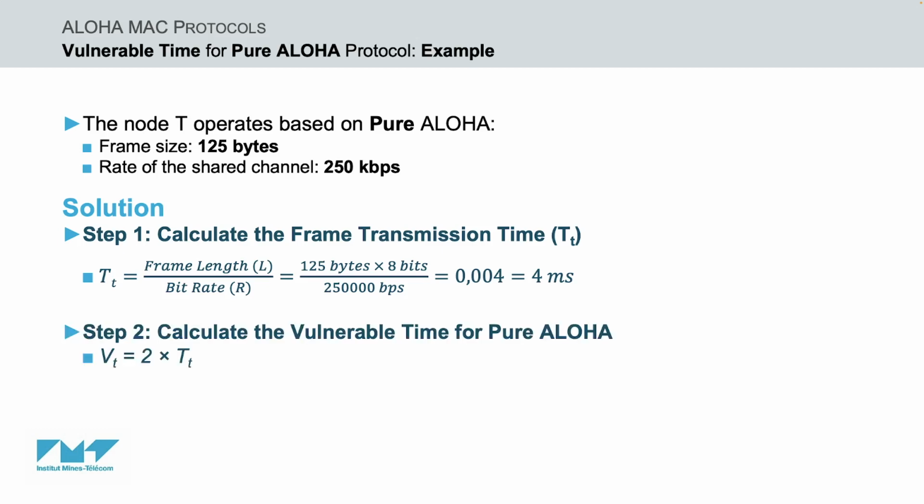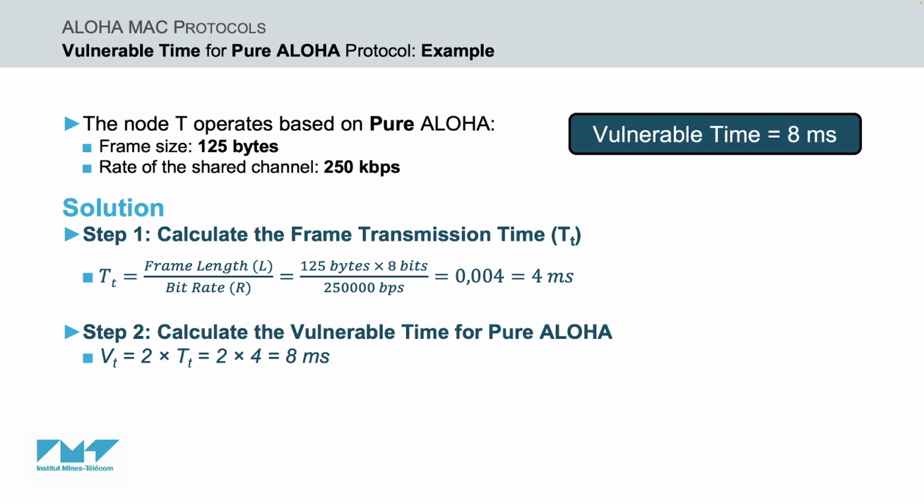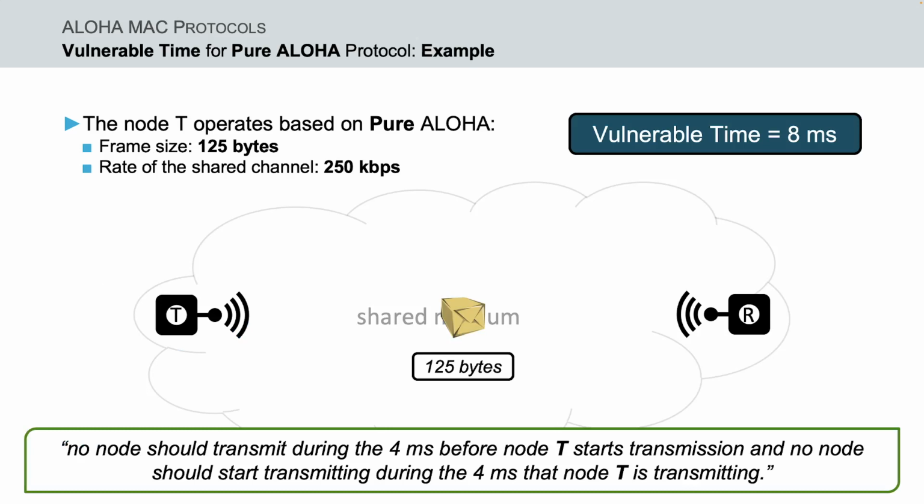In the second step, we apply the equation of the vulnerable time for pure ALOHA, and we obtain 8 milliseconds of vulnerable time for pure ALOHA. Which means that to have a collision-free frame transmission in pure ALOHA, no node should transmit during the 4 milliseconds before node T starts transmission, and no node should start transmitting during the 4 milliseconds that node T is transmitting.